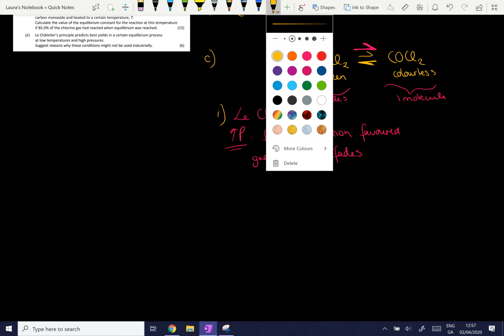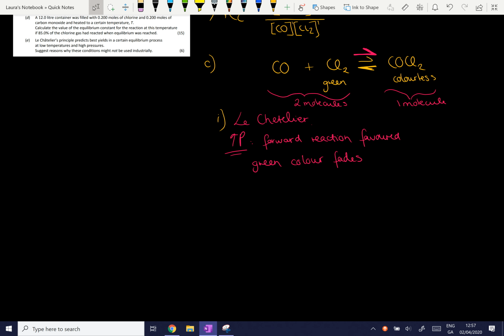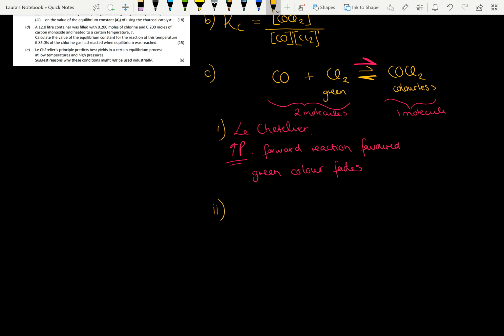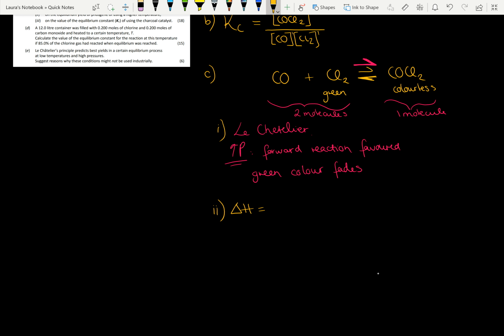Let's have a look at part 2. What are they asking us? What effect on the equilibrium yield of using a higher temperature? Okay, so when we're talking about temperature, we need to have a look at the delta H that they give us. So if we have a look up here, they've given us a negative delta H. Now, a negative delta H means that the forward reaction is exothermic. And you can have a look back at your fuels and thermochemistry chapter if you're not 100% sure on what that delta H is. So the forward reaction is exothermic.